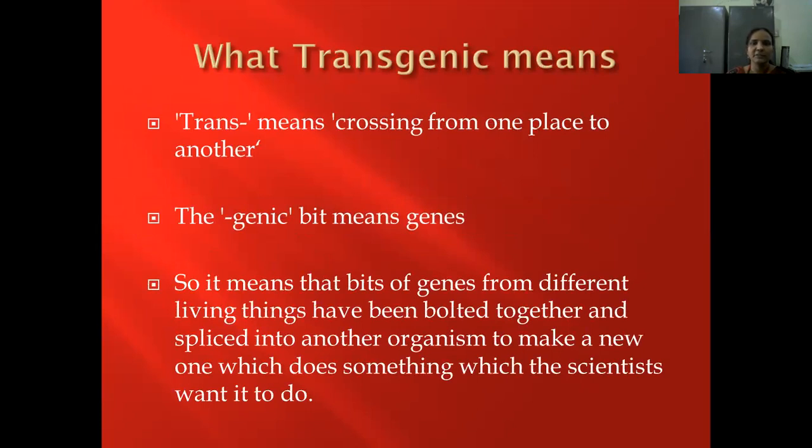So it means bits of gene from different living things have been bolted together. Bolted means stuck together and spliced into another organism to make a new one, which does something which the scientists want it to do. अगर हमको कुछ क्वालिटीज पोटैटो प्लांट की चाहिए और कुछ क्वालिटीज टोमेटो प्लांट की चाहिए और दोनों क्वालिटीज हमको एक ही में चाहिए, so what we will start to form, we can name it as टोमेटो. दोनों की क्वालिटी हम एक करके एक नया फ्रूट बना रहे हैं, वेजिटेबल बना रहे हैं, that is transgenic.